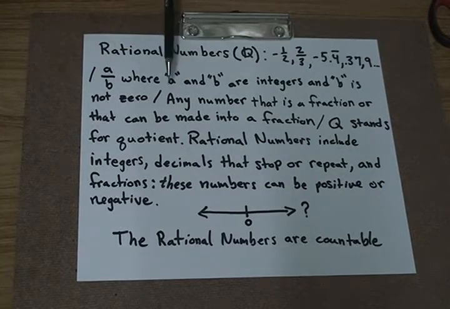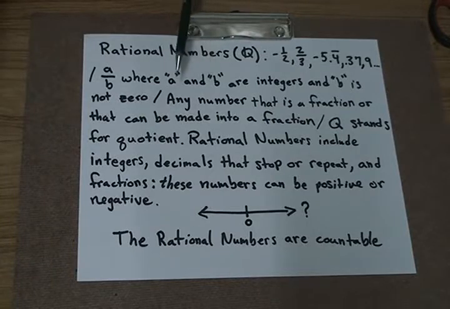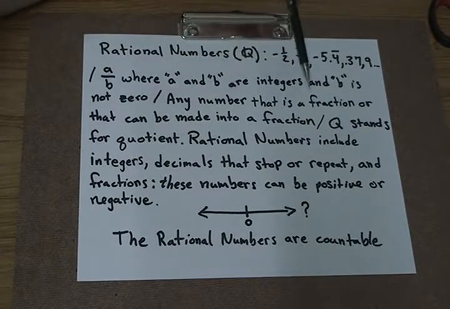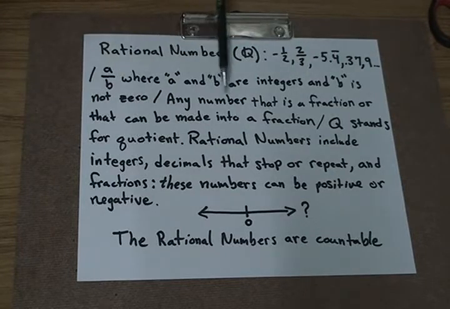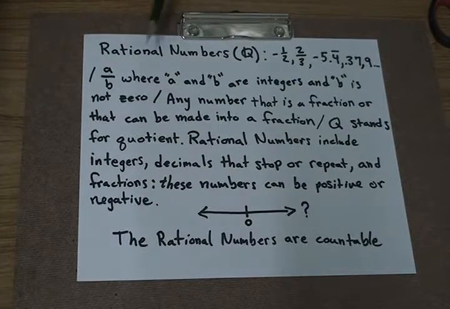Well, a student definition is to remember that word fraction for rational numbers. Any number that is a fraction or that can be made into a fraction is a rational number. The mathematical definition is exactly like the representation I have here: a over b, where a and b are integers and b is not 0.